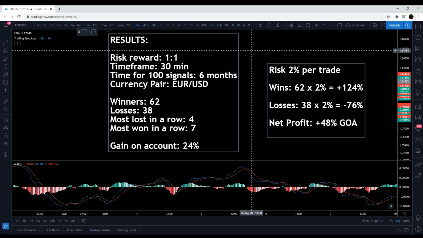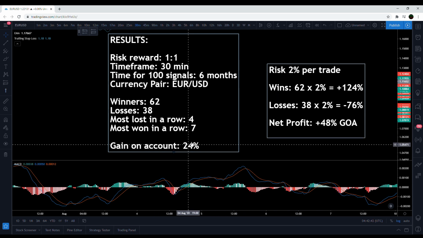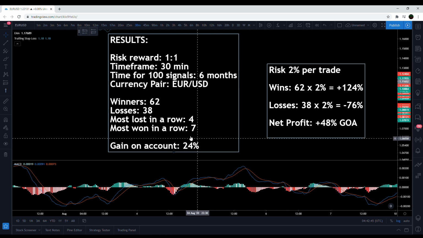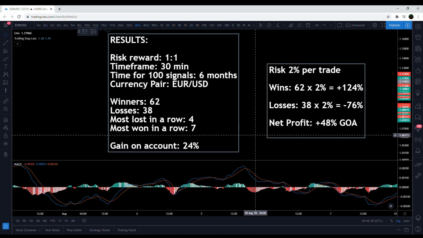And then I want to touch on something that I had always thought was kind of obvious, but I just realized for a lot of the newbies, they're probably not thinking about this. If you are risking 2% per trade as opposed to 1%, like in all of the tests I've shown, you're actually going to double that gain on the account.